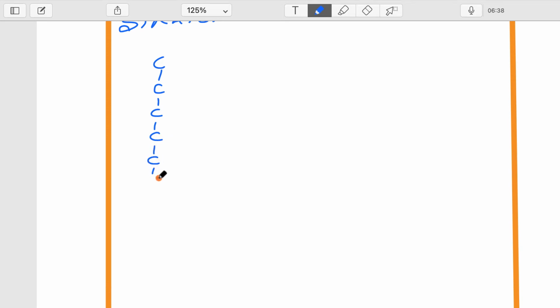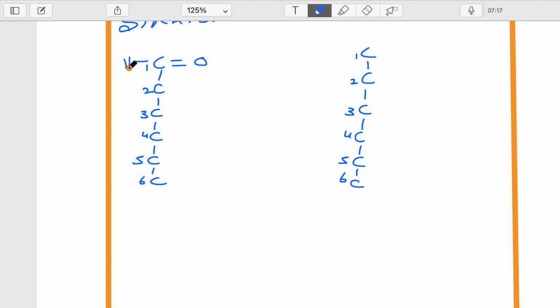They are hexoses. First I will write the functional group. Here this is the aldehyde group and here it is a keto group. Then I will write the primary alcohol group at the 6th carbon. Then I will write the configuration around the other carbons.